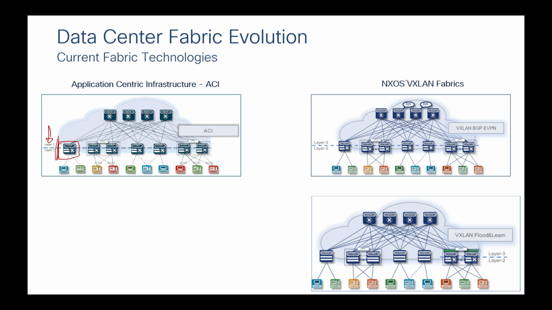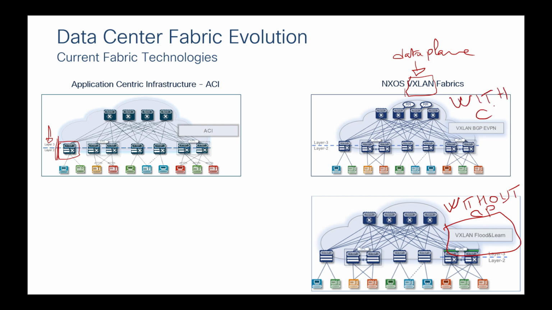You remember in the previous slide, we said that VXLAN is the protocol in the overlay for the data plane. It's really the data plane. We can have VXLAN running without a control plane, which will be this flavor, so VXLAN flood and learn. Or we can have VXLAN running with a control plane, which obviously in this case is BGP EVPN. So please have in mind that these two implementations are possible.